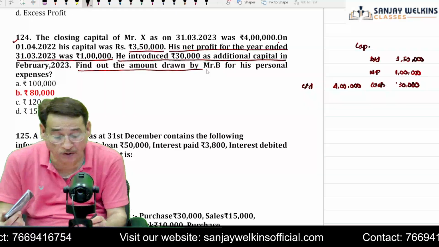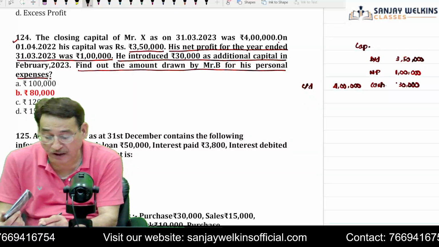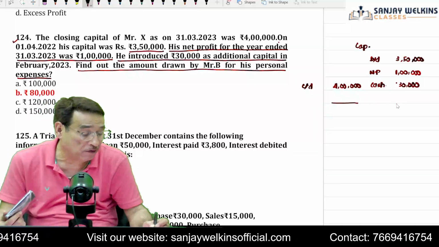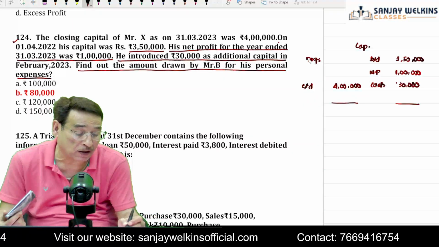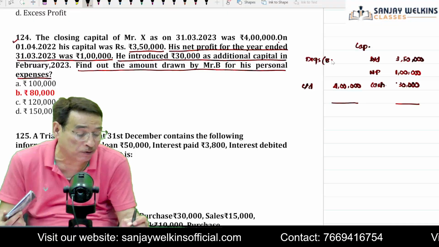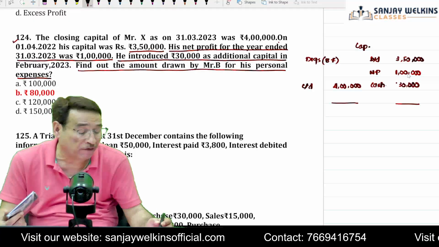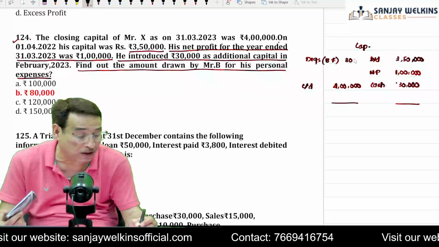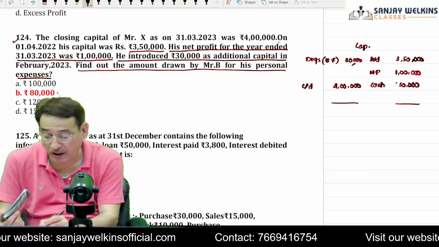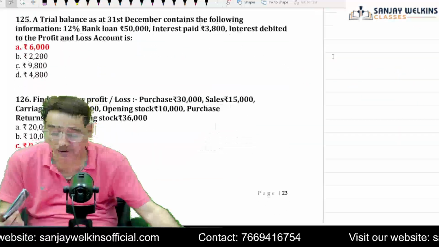Find out the amount drawn by Mr. B for his personal expenses. Now whatever balancing figure which you are going to get, that will be considered his drawings. Is it clear to you? That is how you can easily find out the amount of drawings. 3,50,000, 4,50,000, 4,80,000 minus 4 lakh. So 80,000 is the correct answer. So 80,000 will be your answer in this case.